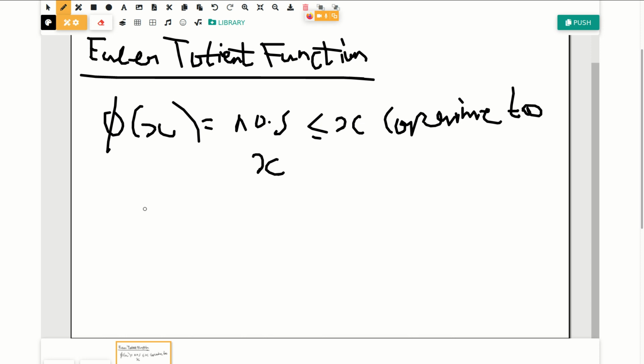So for a prime, let's take the easiest case possible. Let's consider phi of p for a prime, and by definition of a prime, all the numbers less than a prime are co-prime to it. So the value comes out to be p minus 1 for a prime.